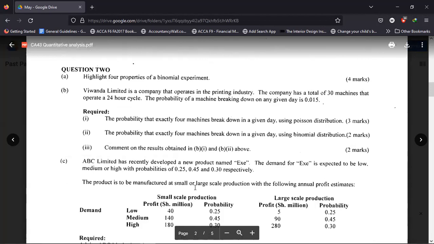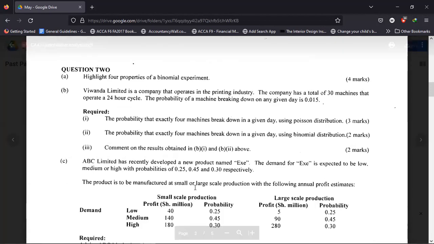Question 2B. You can read Viwanda, and you can see the examiner is asking you, number one, to highlight 4 properties of binomial experiment. I was able to write the properties here, which are also our assumptions. So let us go to Viwanda.